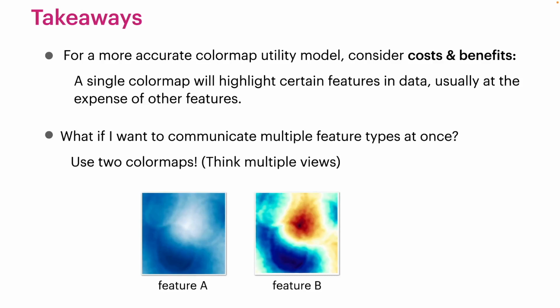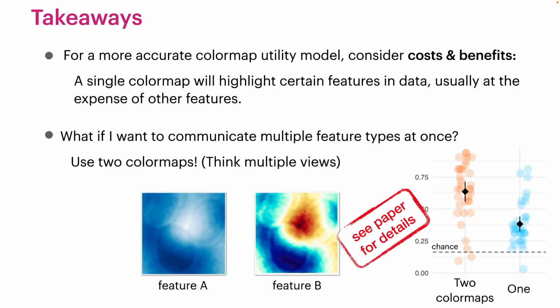Now, what if we want to communicate multiple feature types at once with a dataset? A simple answer is perhaps redundantly encode that data twice in two separate color maps. We test this setup in a separate study, and we find really interesting results here. So if you're curious, please consult the paper.